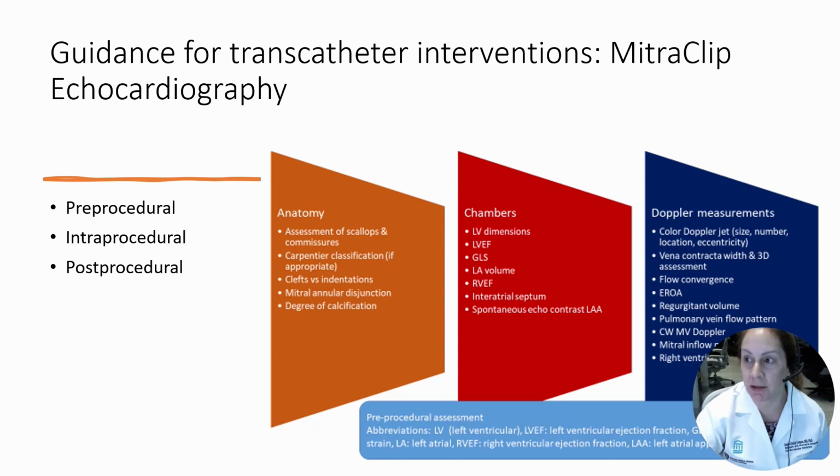Starting from the guidance for transcatheter interventions and MitraClip, we should look at the echo as pre-procedural, intra-procedural, and post-procedural. Practically, we need to do a full assessment of scallops and commissures, Carpentier classification, clefts and indentations, and mitral annular disjunction. We also need to look at the chambers and then do the appropriate Doppler measurements. Never forget to do a full protocol.